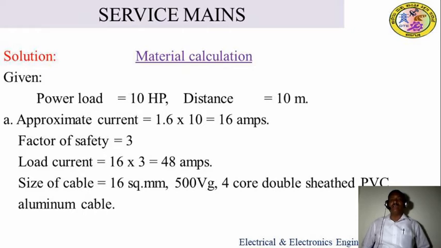If the values are not mentioned, then you can directly multiply the given load by 1.6 and get 16 amps. Then this 16 amps you have to multiply by the factor of safety, which is 3. So the total load current is 16 × 3, which is equal to 48 amps. As per this current rating, you have to refer to the wiring table. So you will get a 16 square mm, 500 volt grade, 4 core double sheathed PVC aluminum cable. In this way you can find the size of the cable.